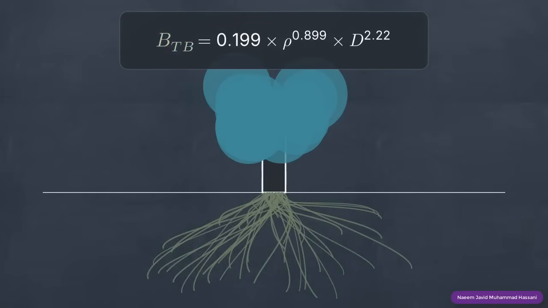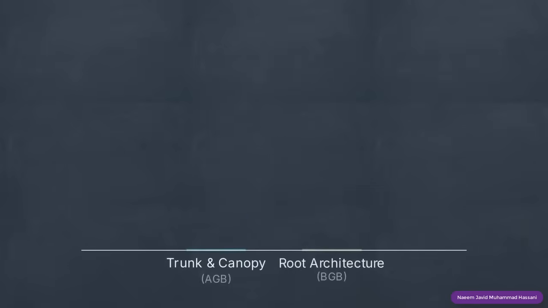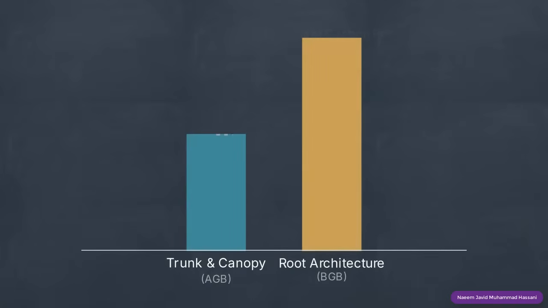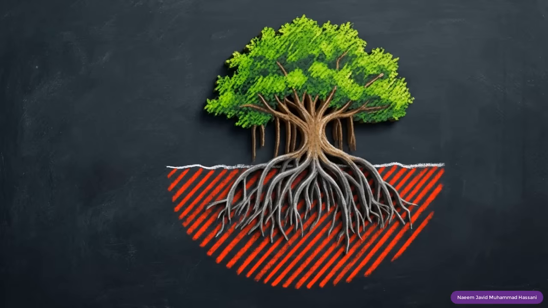root mass. Root weight equals 0.199 times wood density to the power of 0.899, multiplied by DBH to the power of 2.22. In some species, root architecture holds more mass than the trunk and canopy combined. Failing to model this invisible structure would legally exclude over half of the living tree's biological carbon from the market.